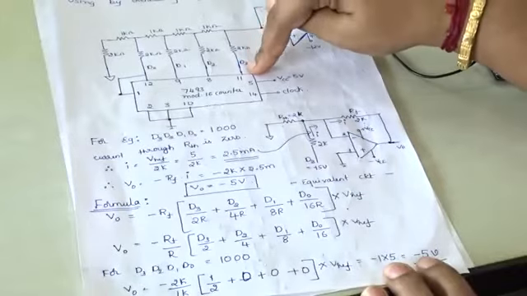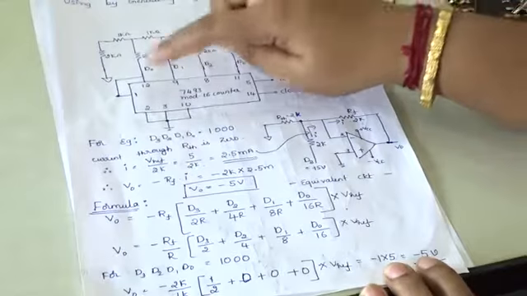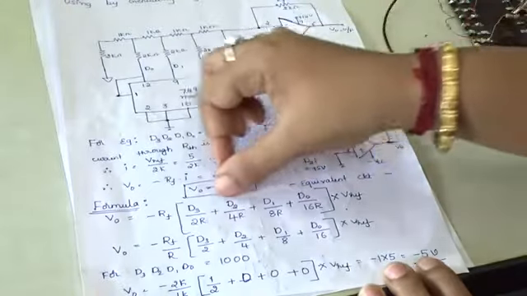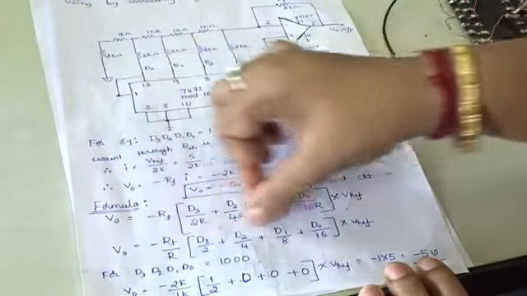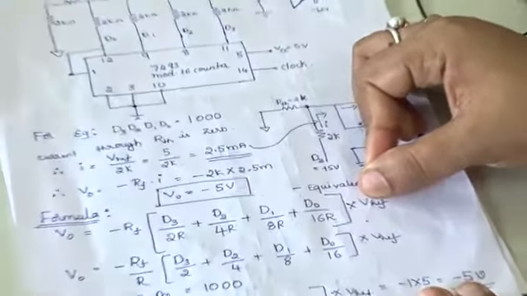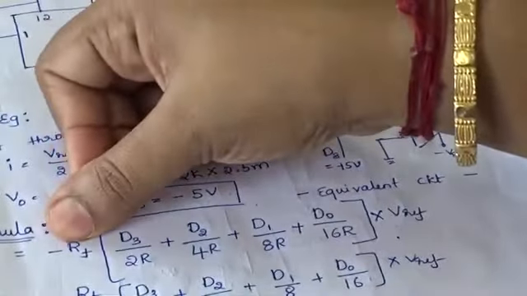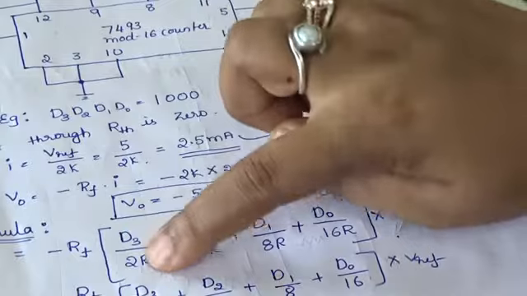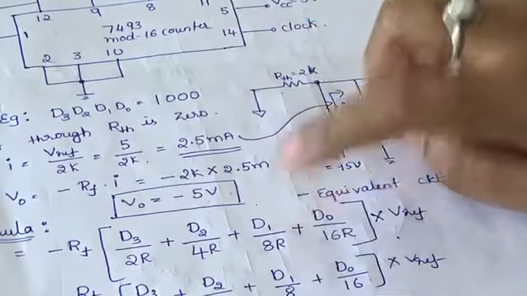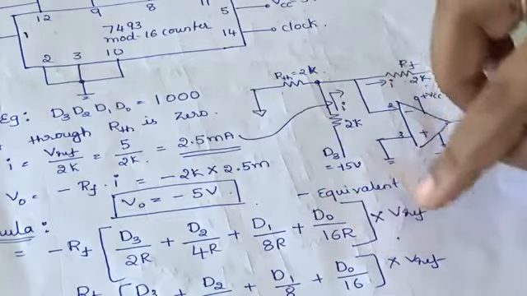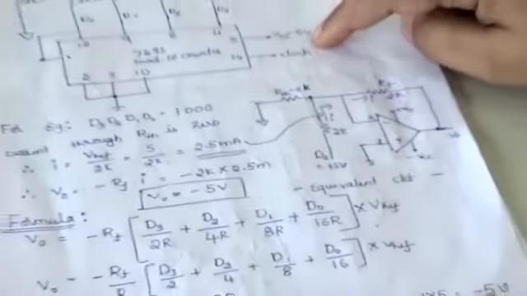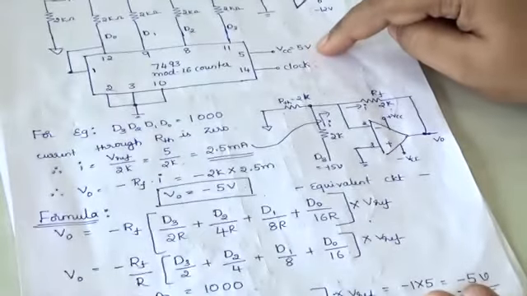Now this is just an example, considering D3 as 1 and all the other bits as 0. What is the maximum input I can give here? That is all the bits as 1: D3 1, D2 1, D1 1, D0 1. This is the general equation, or formula, to calculate the output voltage of the 4-bit R2R DAC. It is minus RF, the feedback resistor, into D3 by 2R, because this is the MSB, plus D2 by 4R, D1 by 8R, plus D0 by 16R, into V reference. V reference we are providing is 5 volt.